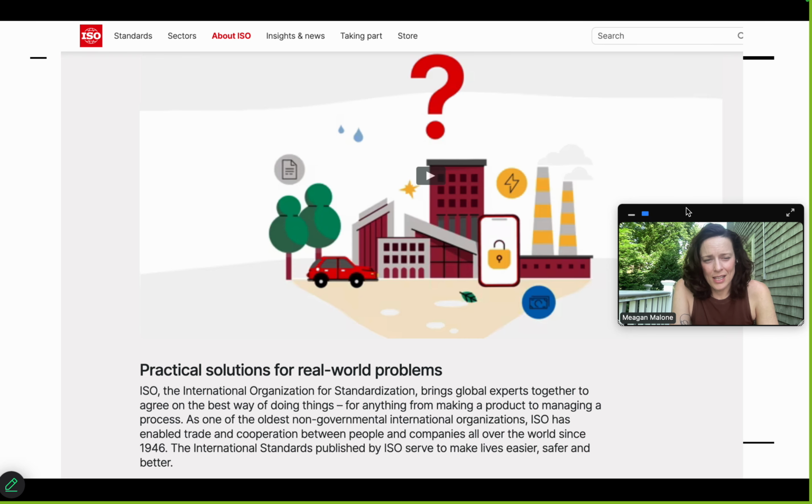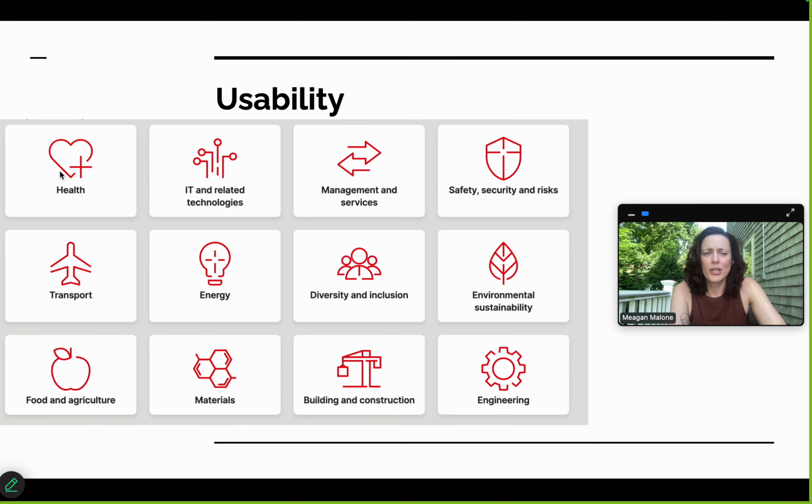And this is cited in a lot of the academic literature on usability and human-computer interaction. And so I think it's an important and interesting place to start, because it gives us a real broad overview of what usability might mean. And from their perspective, usability can come in any of these sectors: in the health sector, in management, in environmental sustainability, in DEI, in materials, in food and agriculture. All of these different domains have a way that we can conceive of and think about what it means to use things, for users to interact with these things.